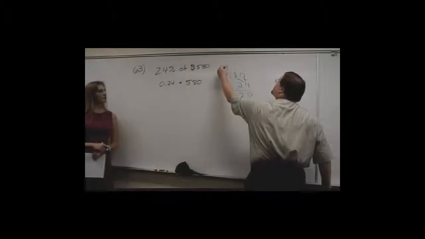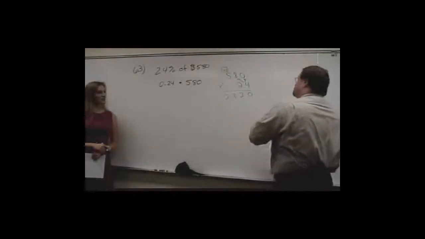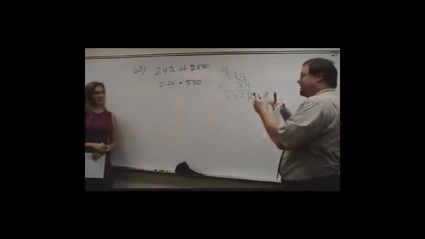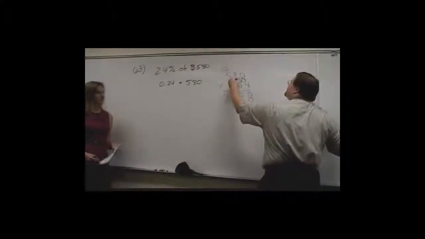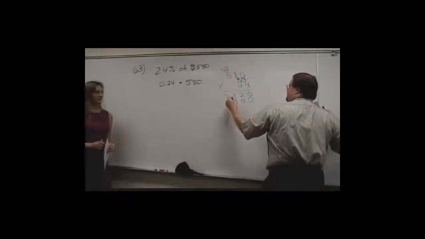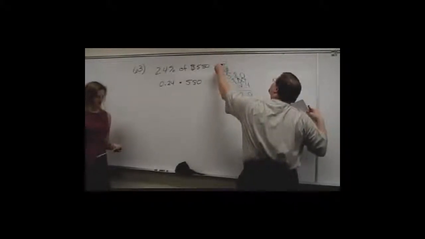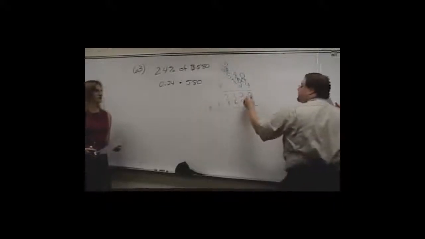5 times 4 is 20, plus 3 is 23. And then before I multiply by the 2, I got to put the 0 in as the placeholder. Yay, this is fun. All right, 2 times 0 is 0. 2 times 8 is 16, carry the 1. And 5 times 2 is 10. 10 plus 1 is 11. Add 0 plus 0 is 0.